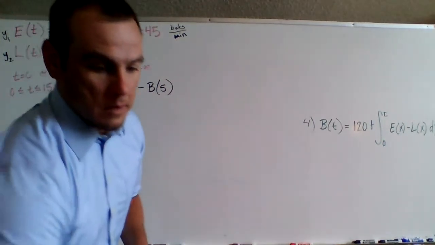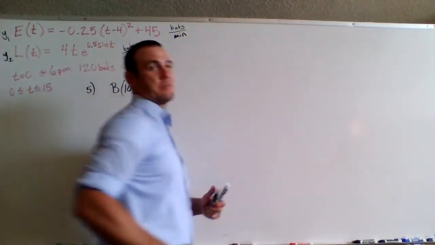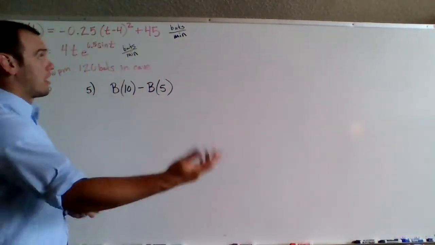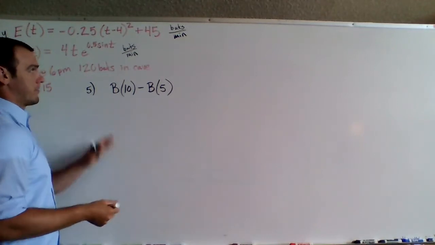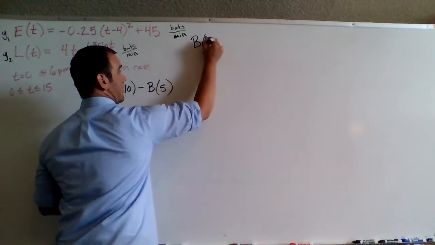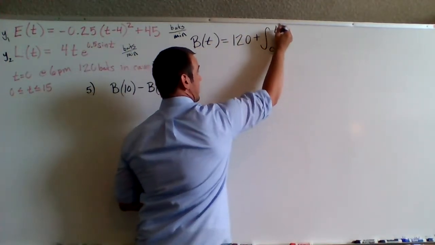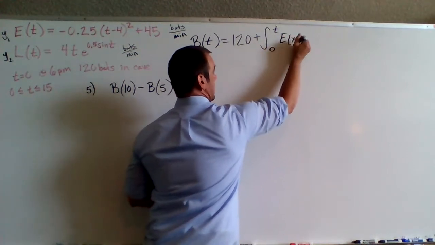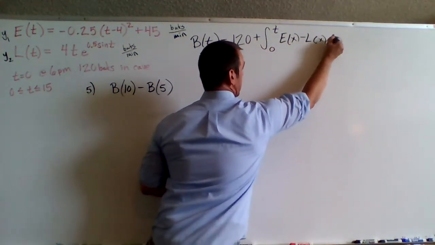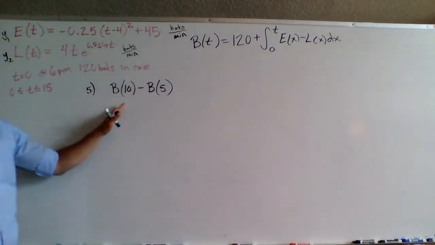Cool, number 5. Yeah, number 5. We got to figure out what B of 10 minus B of 5 is. Okay, so we already had our equation over there for B of t, which I erased for some silly reason. I'm just going to rewrite that. B of t really equals 120 plus the integral 0 to t of e of x minus L of x dx. Okay, we're going to use that for pretty much every problem here on out.